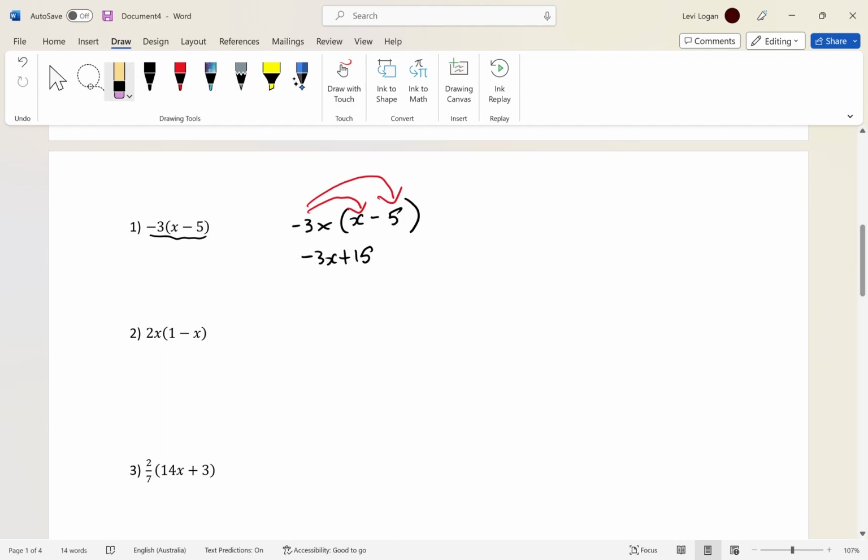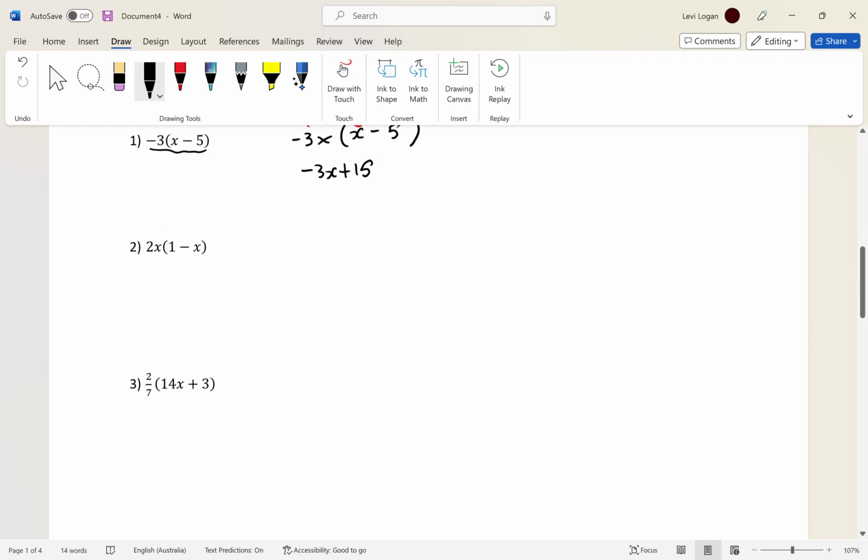Alright, have a go at question 2. If you want to, feel free to pause the video, or you can wait for me. This one is exactly the same as question 1. We have 2x multiplied by 1 minus x, okay? All we have to do is the same thing as the -3 up here: distribute the 2x to the 1 and to the negative x. It's first, outer, inner, last, pretty much. So 2x times 1 is 2x, and 2x times -x is -2x squared, okay?